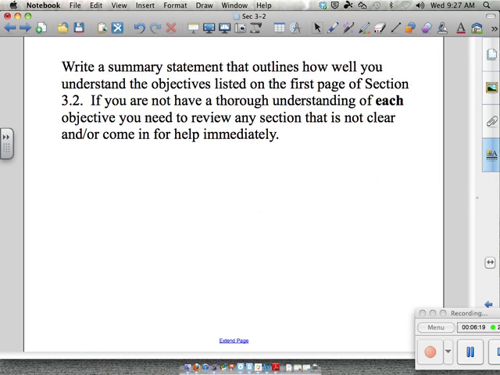At the end of the section in your portfolio packet, you are to write a summary statement that outlines what you understand. Remember what our objectives were for the section. If you don't have a thorough understanding of each of those objectives, please come on in for help, and we will get you back on track.